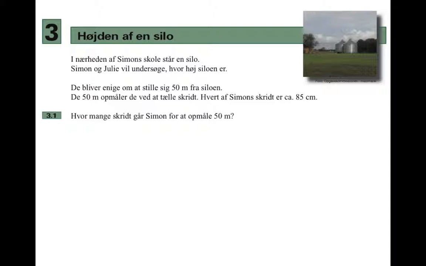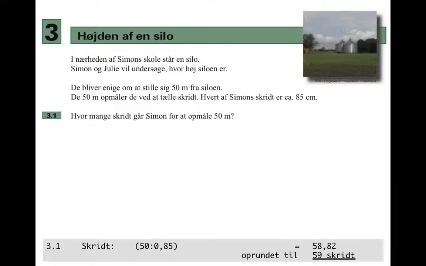They measure the 50 meters by counting steps. Each of Simon's steps are about 0.85 meters. How many steps does Simon walk in order to measure 50 meters? So 50 meters divided by 0.8 of a meter, because that's what his steps are, gives you 58.82, and I think that's sensible to round that up to 59 steps, because he's not going to be measuring 0.82 of a step.